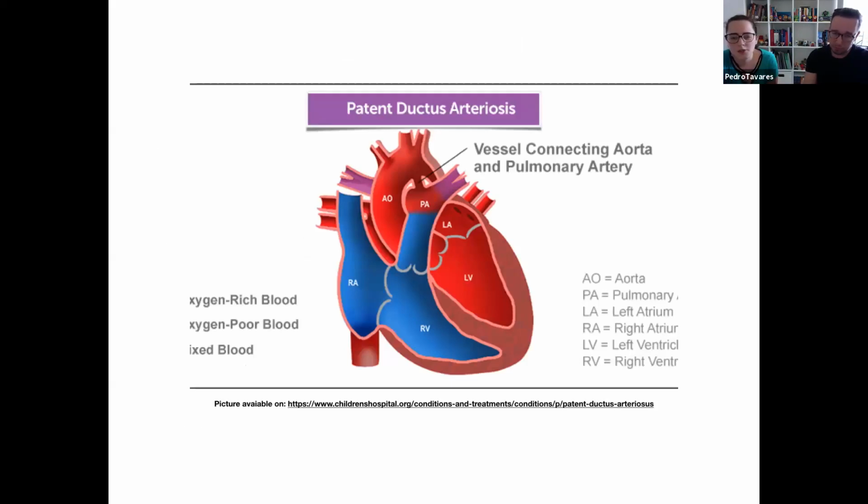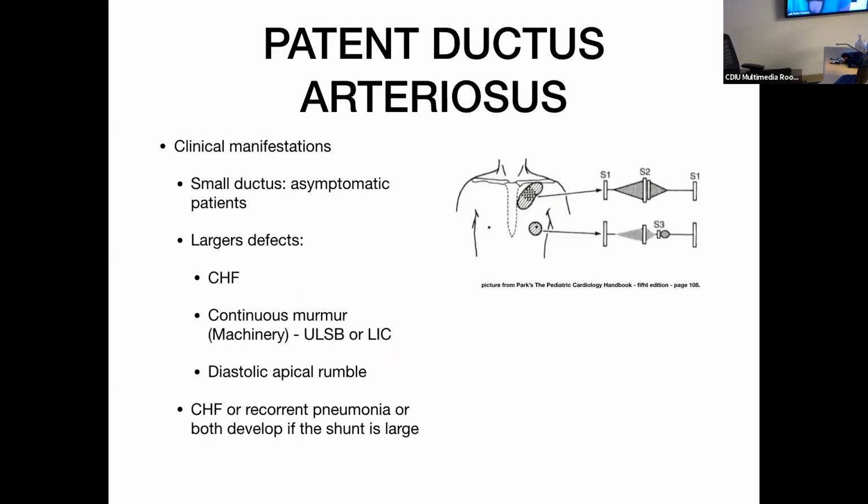This is a picture of the structure connecting the aorta and the pulmonary artery. The clinical manifestations: if you have a small ductus, normally you have asymptomatic patients. If you have a large ductus, the patient will present symptoms of congestive heart failure.